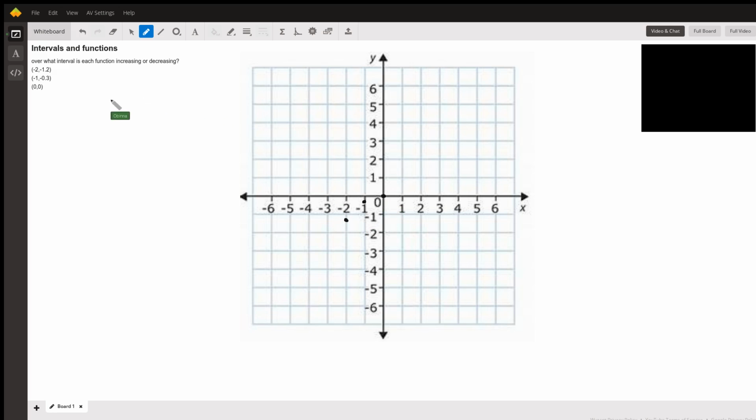Okay, so I'm going to connect those dots with a curve because it looks like it's curving. So I'm going to roughly connect these three dots, and that is going to represent my function.